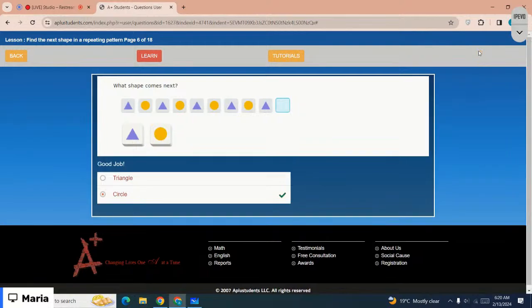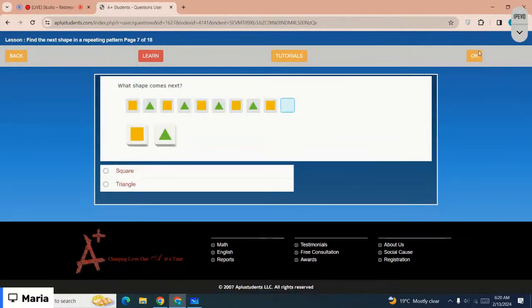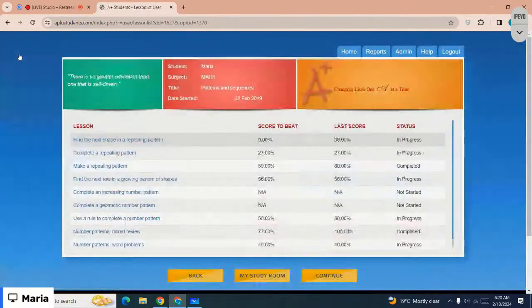Okay, you can complete the lesson by yourself later today. Let me just move on to the next lesson. And the next lesson is complete a repeating pattern. Let's just start with the next lesson, that is complete a repeating pattern.